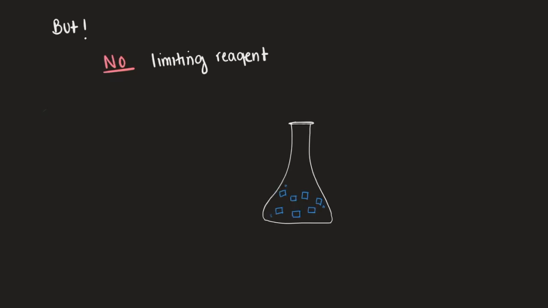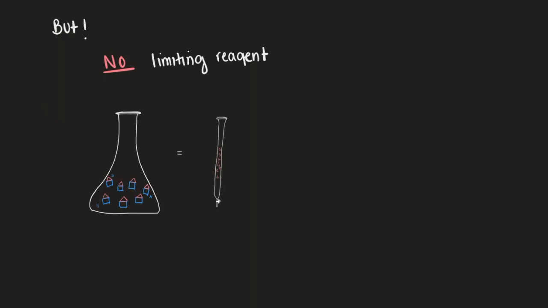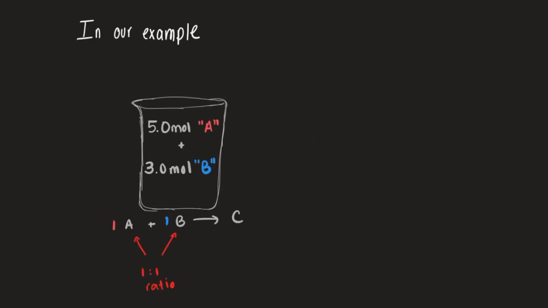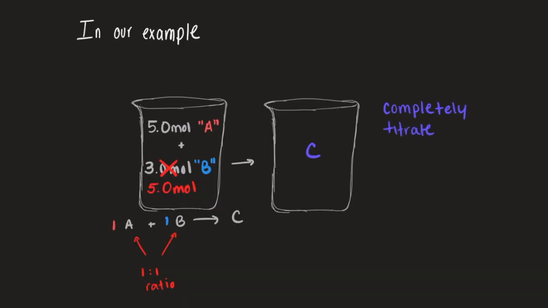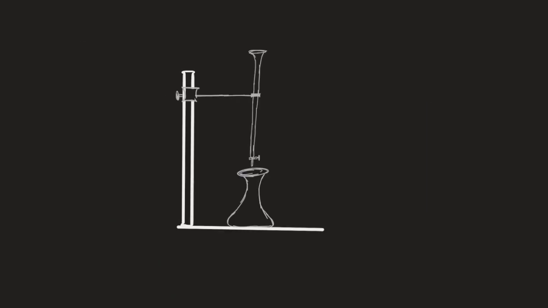But when it comes to titrations, there is no limiting reagent. We are titrating until all of the moles of our unknown solution are used up, and this will be equal to the amount of titrant that we added. We won't be having any excess of the solution we are titrating. So, in our example, we would have to have 5 moles of B to completely titrate all of A that we started out with. Let's explore in greater depth. Titrations use this apparatus here.